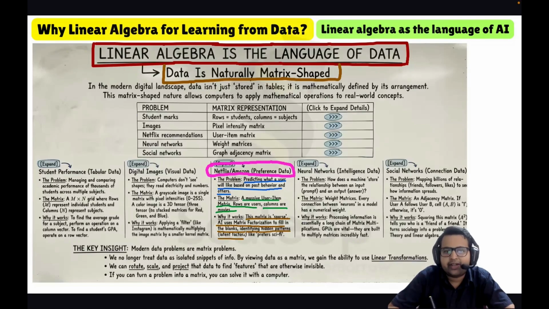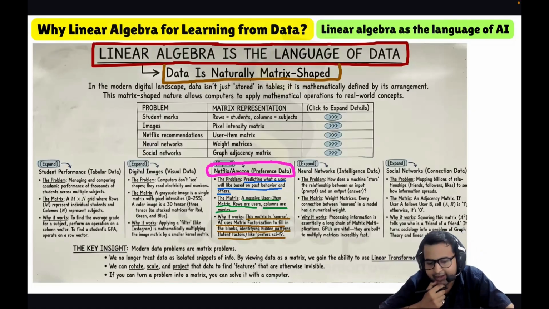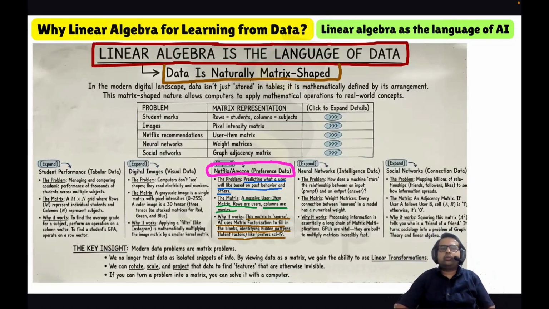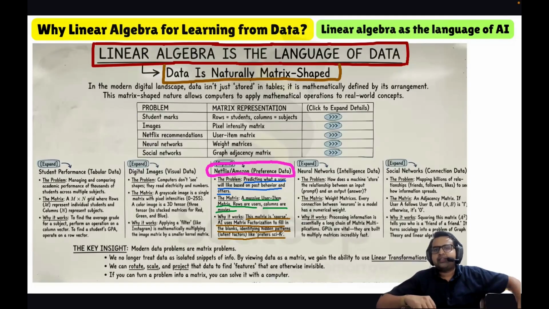We call it the latent factors, like prefers sci-fi movies, or 90s nostalgia. So if we represent the user preference data in the form of a user-item matrix, then we can perform some matrix factorization, which can enable us to identify hidden patterns, the latent factors, using which we can recommend movies or products to the users.